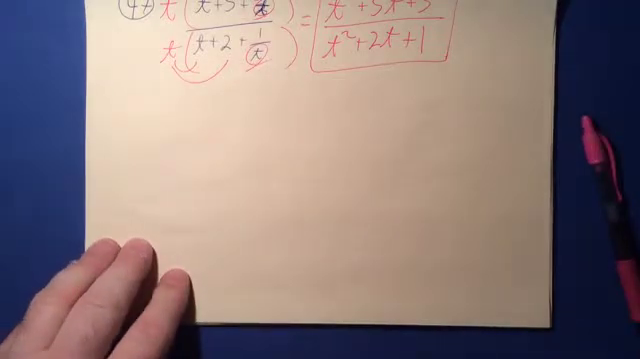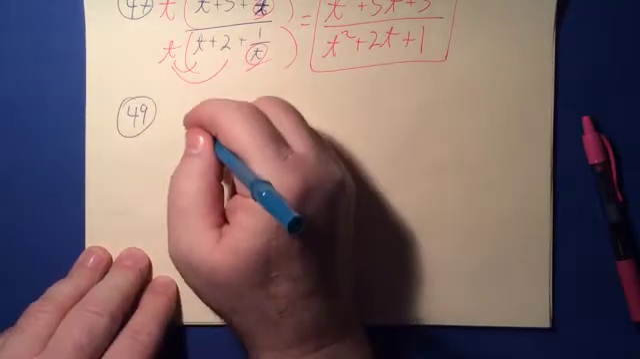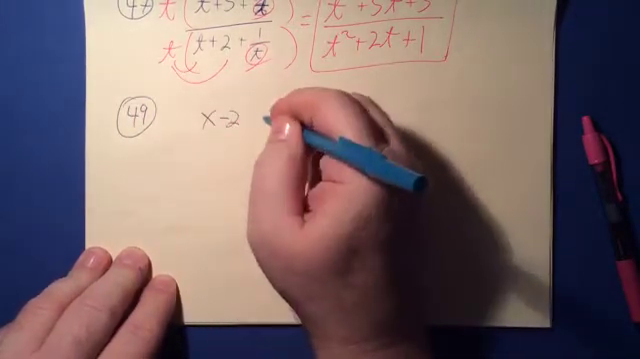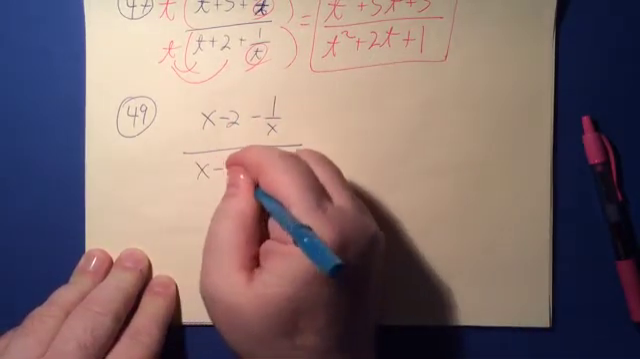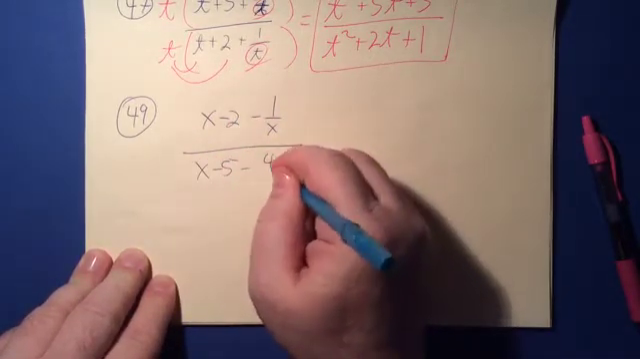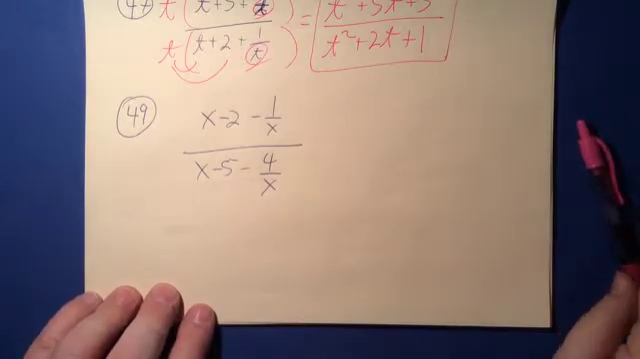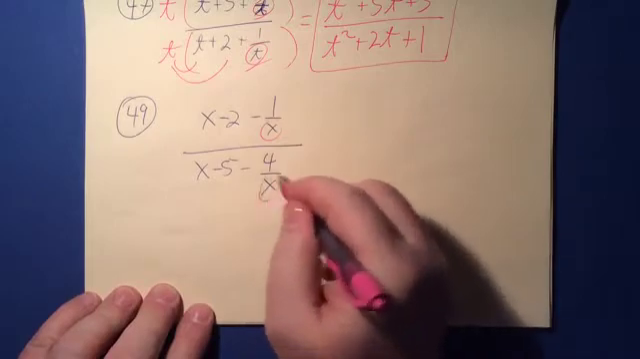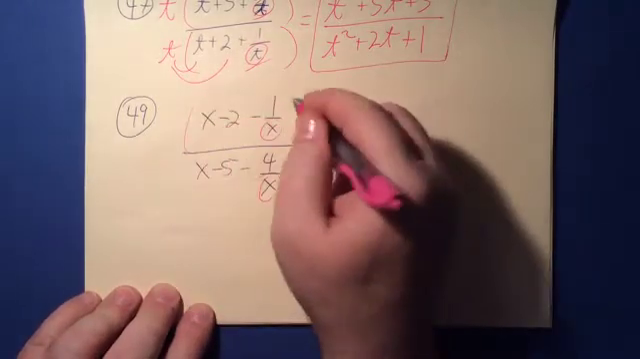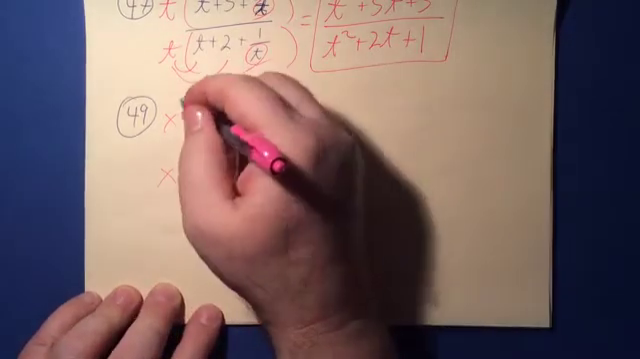Taking a look at one more question with a similar flavor will be question 49. And that's going to be x minus 2 minus 1 over x, divided by the quantity of x minus 5 minus 4 over x. Now, let's see what happens with this question, and let's see where it's going to go. So, again, like the question above, we have x and x here in the denominators, so we're going to go ahead and multiply through by x and x here.